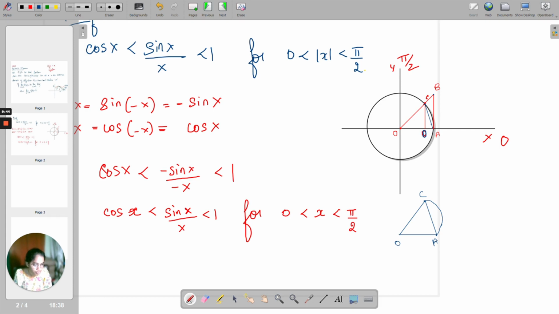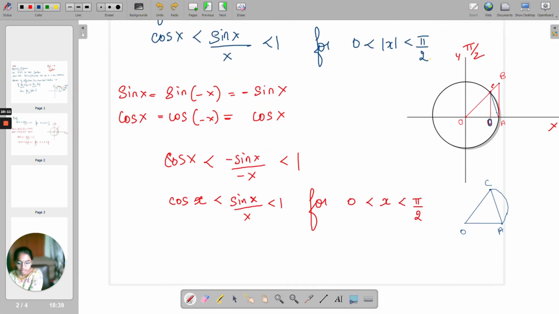So the area of this triangle is less than this. Agree? And the area of this sector OCA is less than the area of the triangle OBA. Let me write that down.